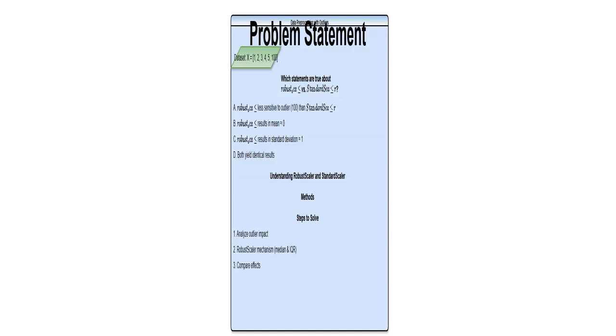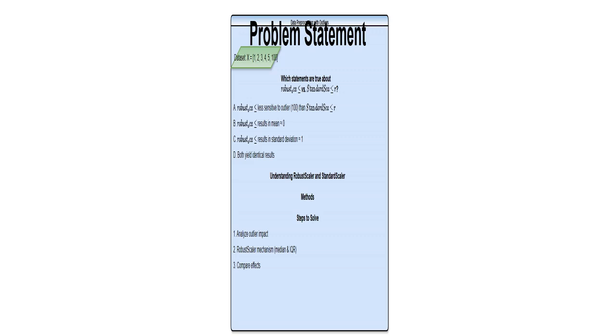This section clearly lays out the core challenge. We're using a SCIKITLEARN function, robustscale, to handle data with outliers. The specific dataset contains a single feature, x, with values 1, 2, 3, 4, 5, 100.